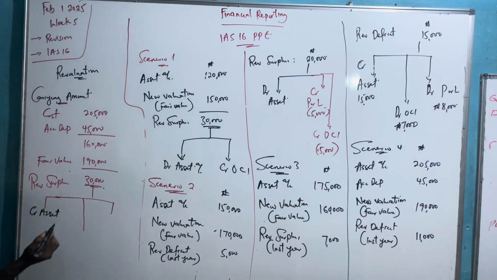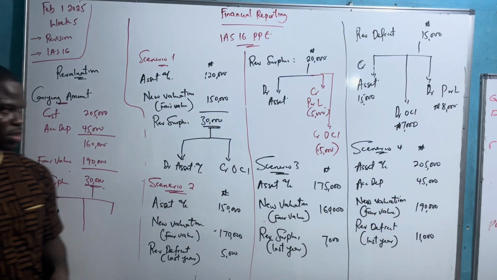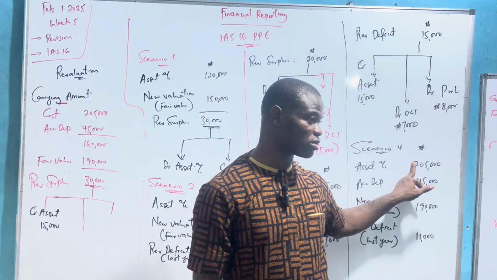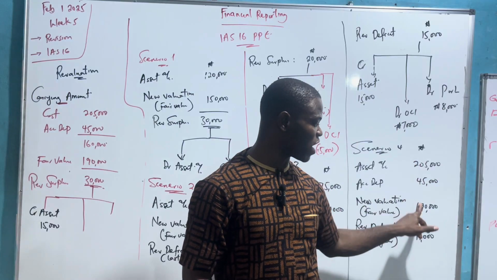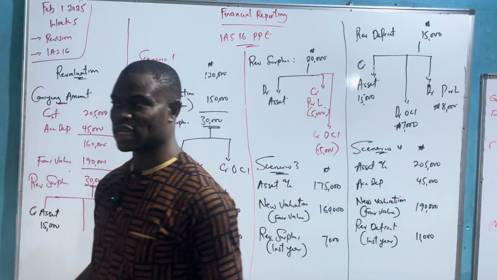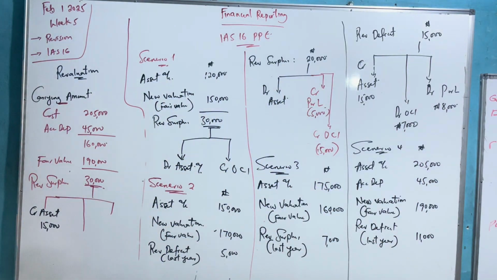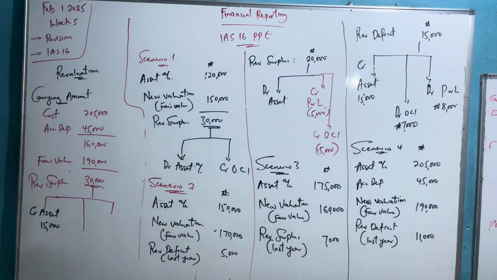How much? What's the difference now? Why are you not saying 30,000 again? With 15,000. Okay, when you credit your asset with 15,000, it falls from 205 to what? To 190. When you have established that, the other ones will just fall in place.